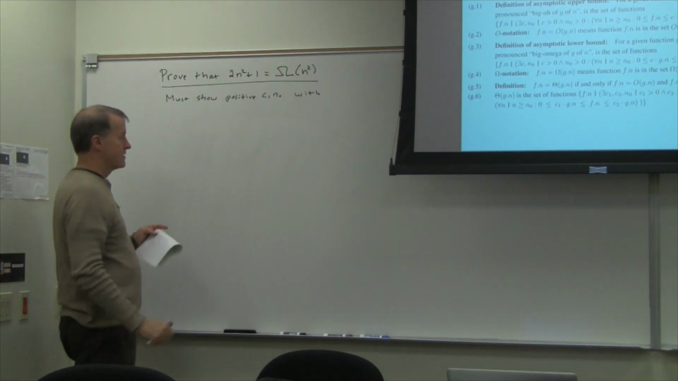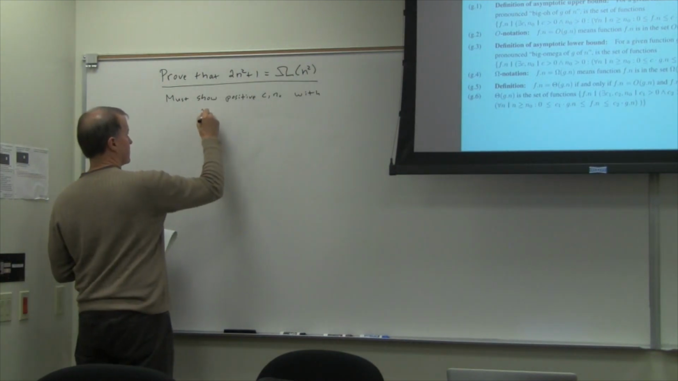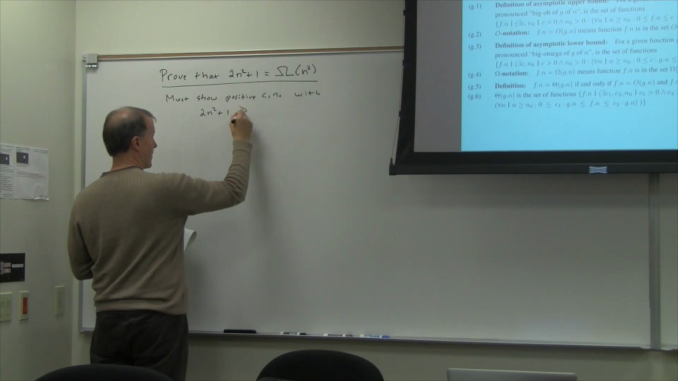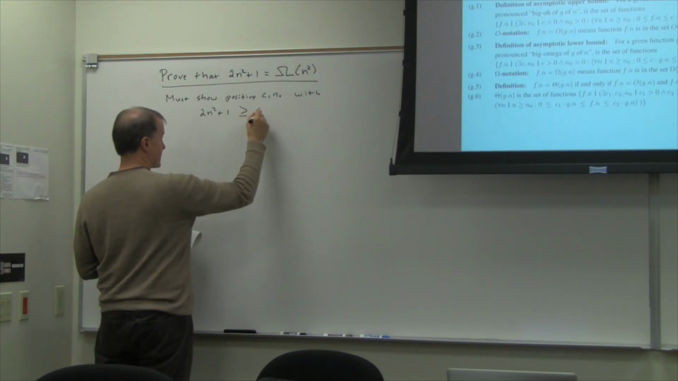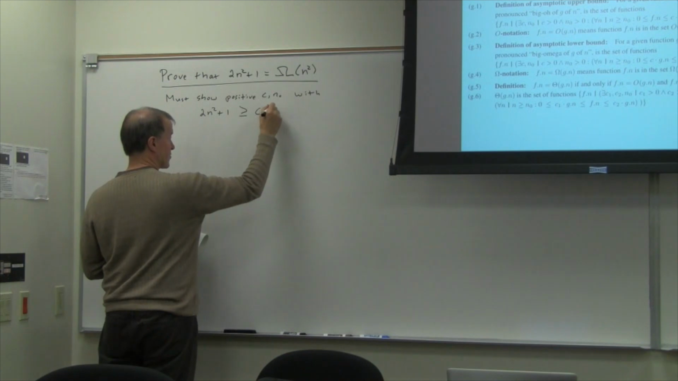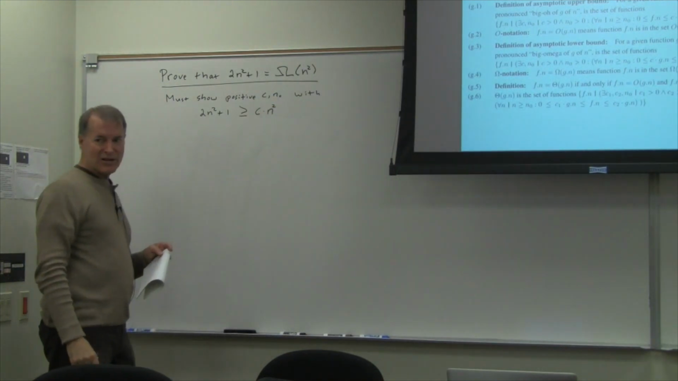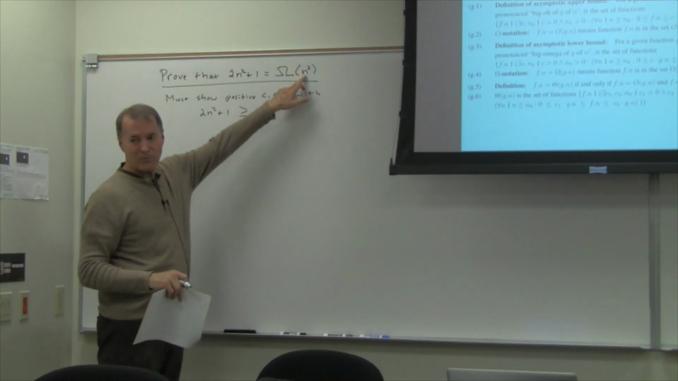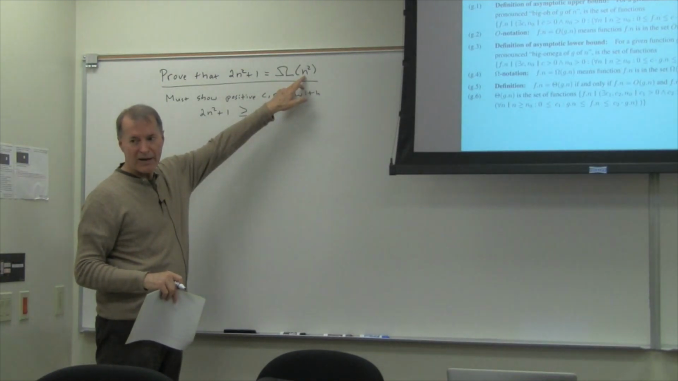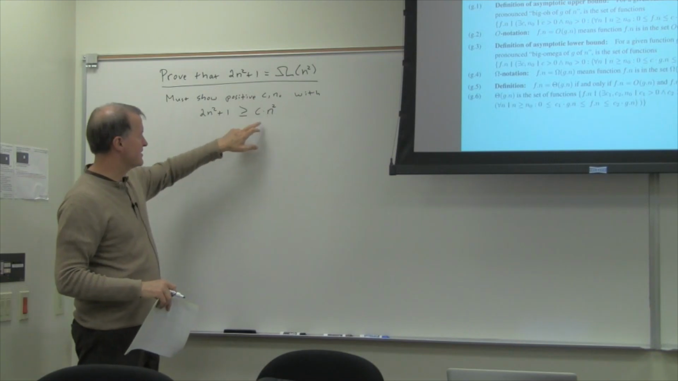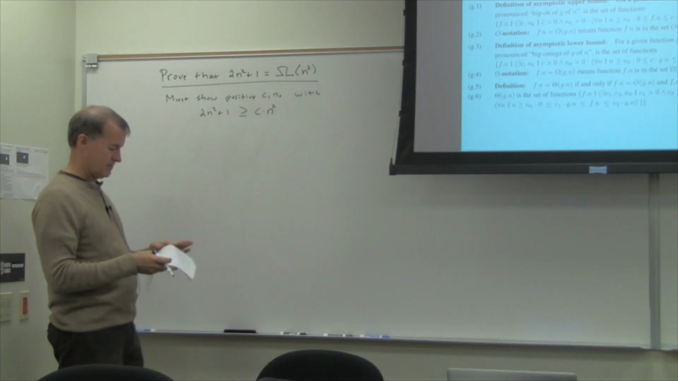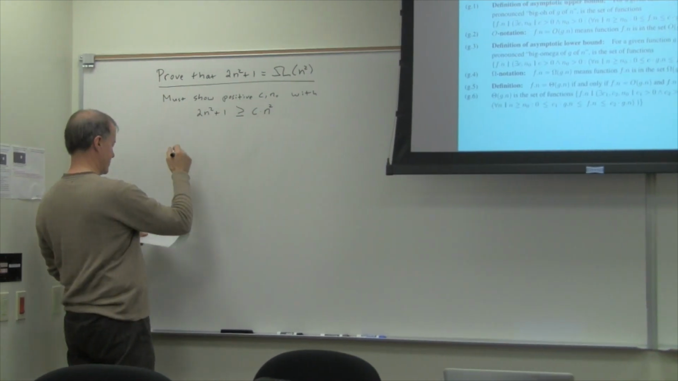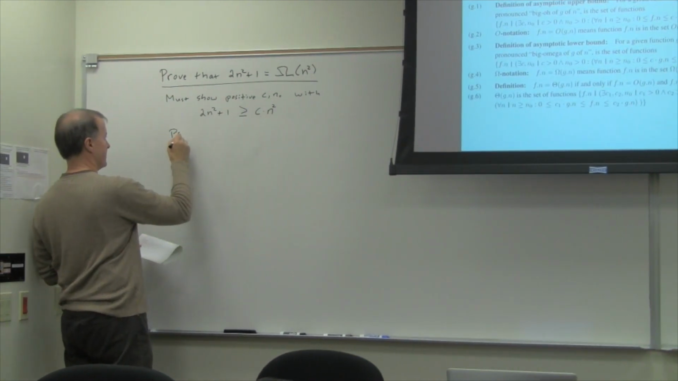So 2n squared plus 1 is greater than or equal to c times n squared. So that's the c. This is the one that's bounded below; this is the lower bound. So c times that lower bound. This is similar to the other one. So here's the proof.